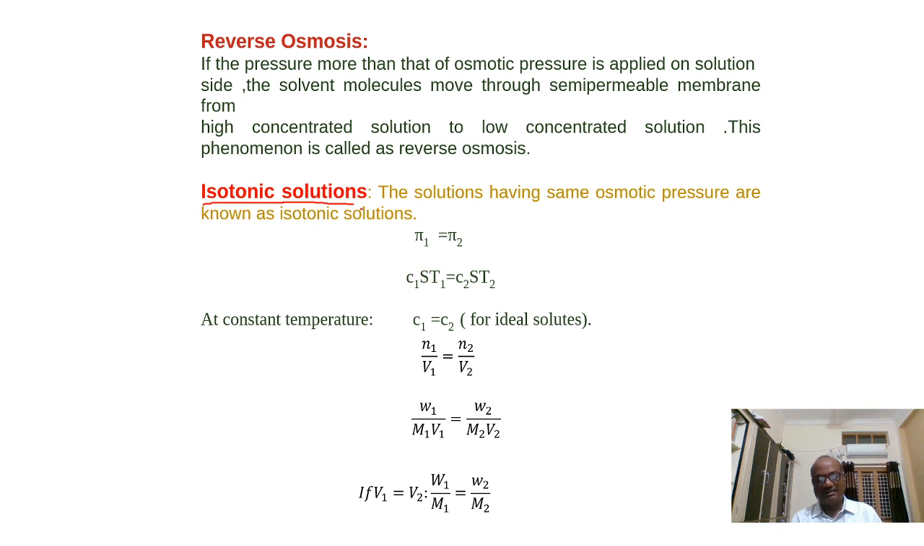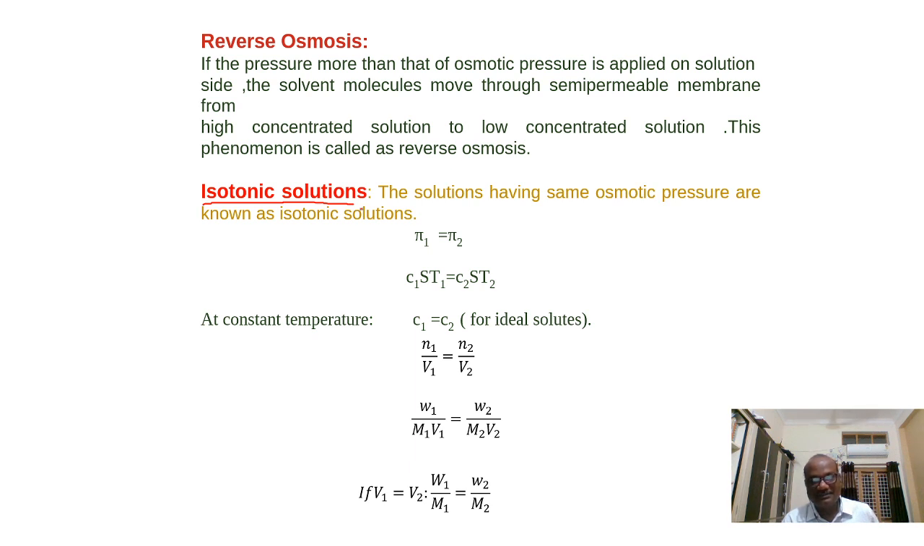A 0.9% W/V NaCl aqueous solution, not 9%, is exactly isotonic, meaning it has the same osmotic pressure as the blood in our body. That's why this 0.9% saline water is generally injected to maintain the blood pressure when a person is wounded in an accident. So that is the meaning of isotonic solution.